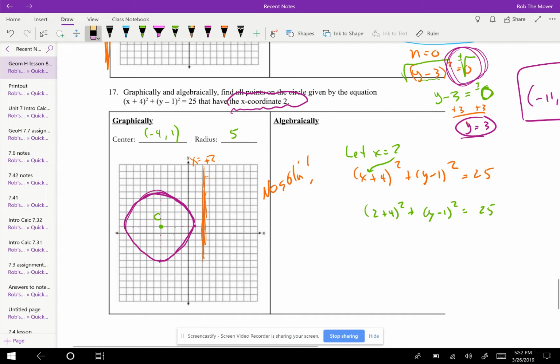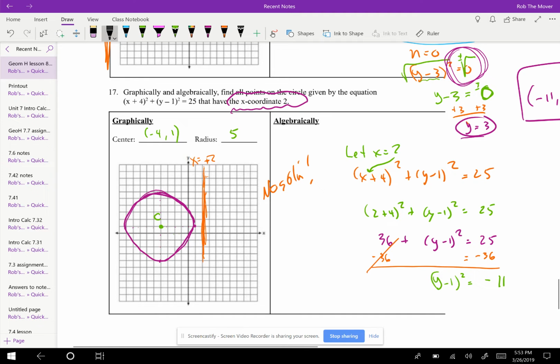Use a different color. I get 6 in parentheses squared is 36. (y − 1)² still is over there; I don't need to mess with that. Equals 25. And we're going to subtract 36 on both sides. Remember, we're isolating the squared thing on both sides of the equation. Subtracting 36 gets rid of that, and we end up with (y − 1)² = −11.